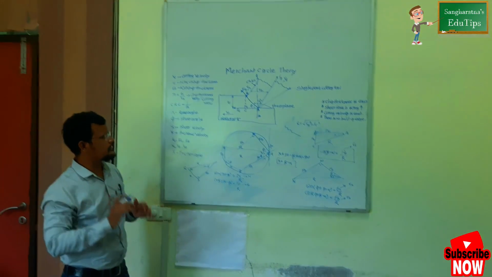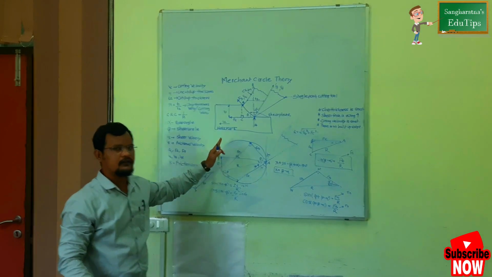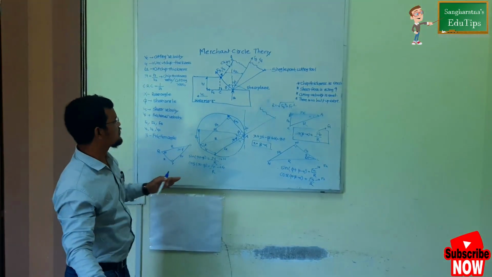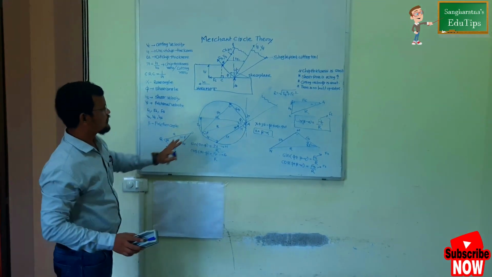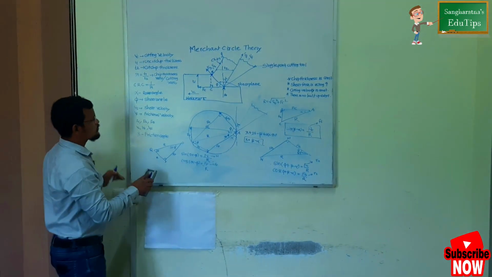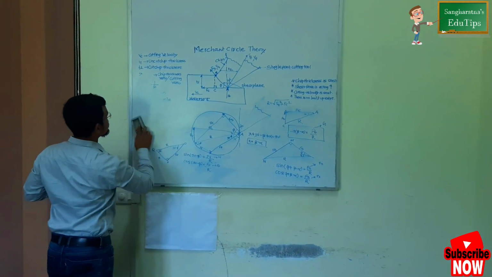Now only one point remains, that is the velocities: the cutting velocity, shear velocity, frictional velocity. There is one simple rule. See, I have already represented it, so I hope it is clear now. I will just clear this and remove all these things.